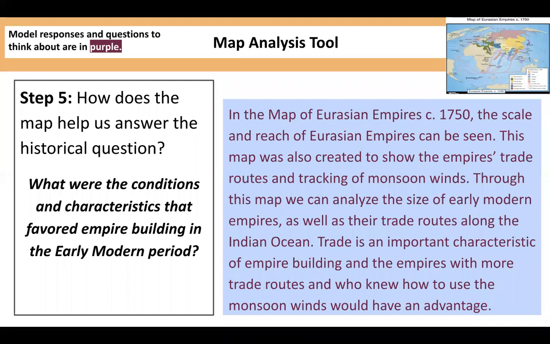And we noticed that in step 1. This map was also created to show the empire's trade routes and tracking of monsoon winds. Through this map, we can analyze the size of early modern empires as well as their trade routes along the Indian Ocean. So we're seeing that from our inferencing and we're putting it together. And now we're connecting it to the bigger picture. Trade is an important characteristic of empire building, and the empires with more trade routes and who knew how to use the monsoon winds would have an advantage. So now we're putting everything together, and we even put our inferencing and reasoning there as well.